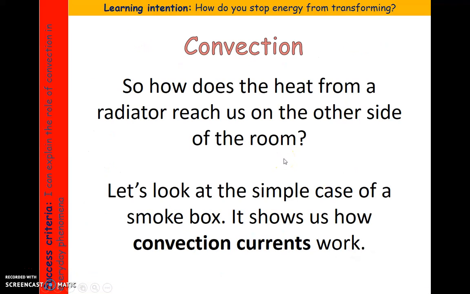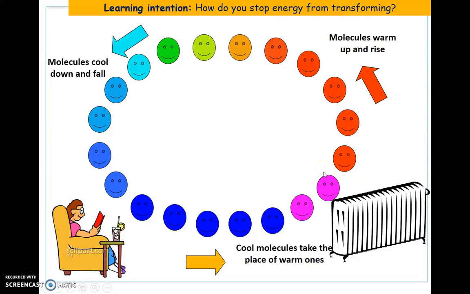We're not going to look at a smoke box. We are going to use a radiator to show us about convection. So here we have the radiator. These are molecules of air. As they go towards it, they're cool. As it goes towards the radiator, they heat up, which means now this is showing one individual molecule, but of course for convection, there's going to be lots of molecules. So all of them are going to heat up.